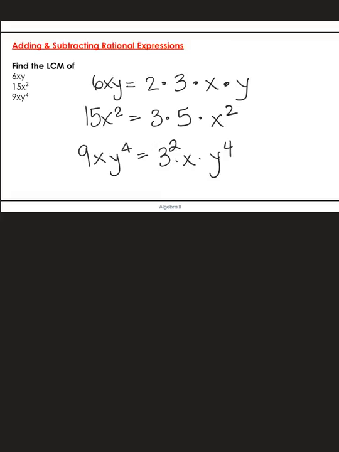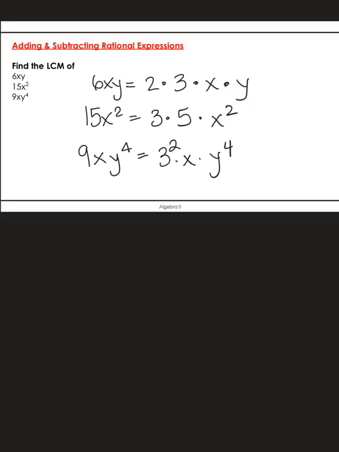Next we have 15x squared. 15 we know is 3 times 5, and then we have x squared. And then lastly we have 9xy to the fourth. We know that 9 is 3 squared, and then we have x, and then we have y to the fourth. So here I have everything factored out.